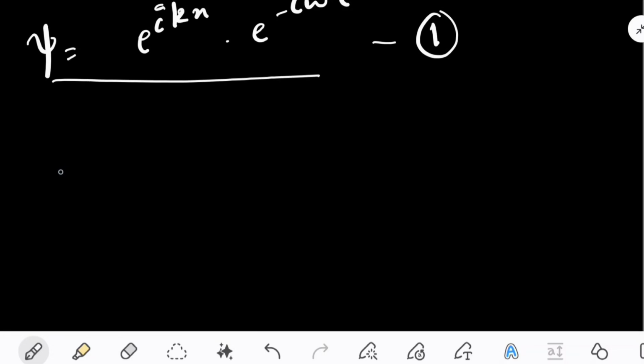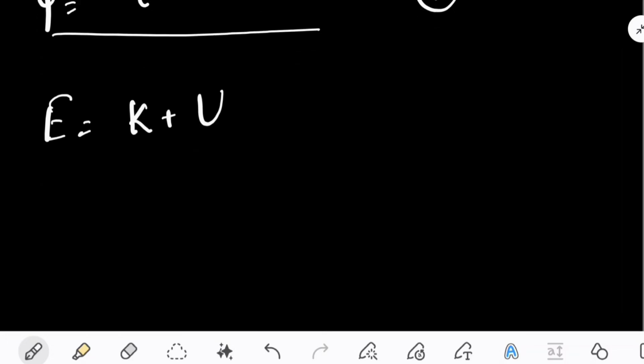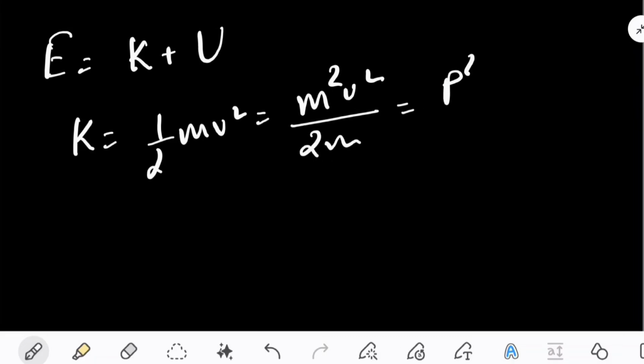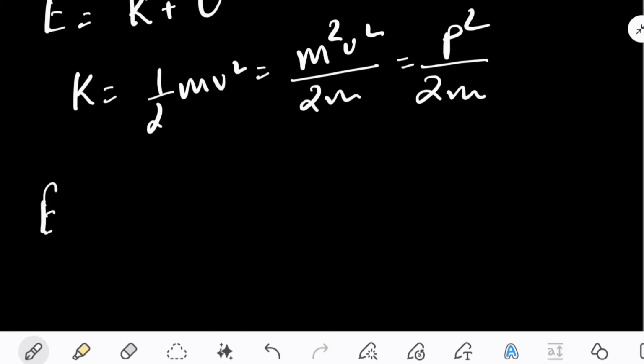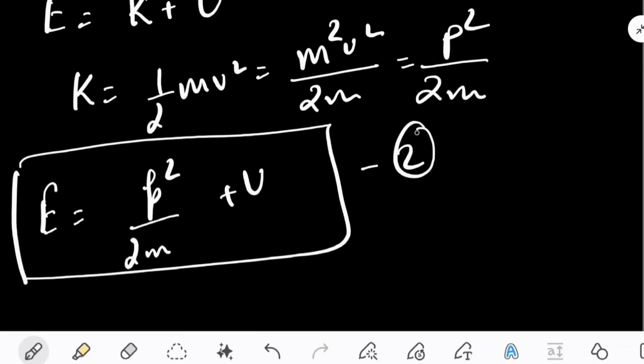We know that the total energy is equal to the sum of kinetic energy plus potential energy. And we know that kinetic energy is equal to half mv square. We can write it as m square v square by 2m, and notice that mv is the momentum. So momentum square by 2m. So we get the kinetic energy as p square by 2m, and E is equal to p square by 2m plus U. Let's assume this as equation number 2.